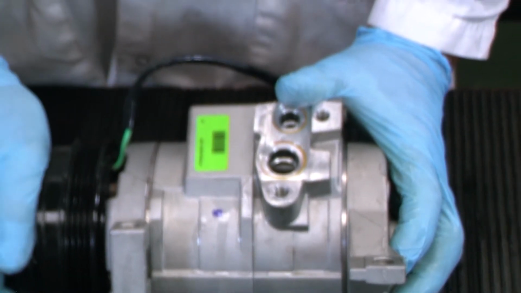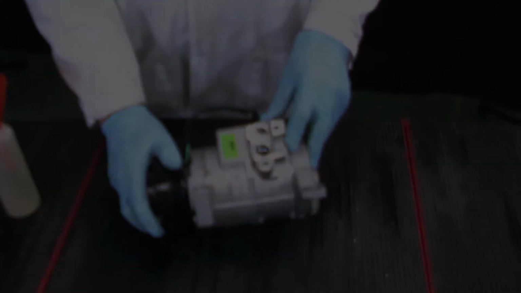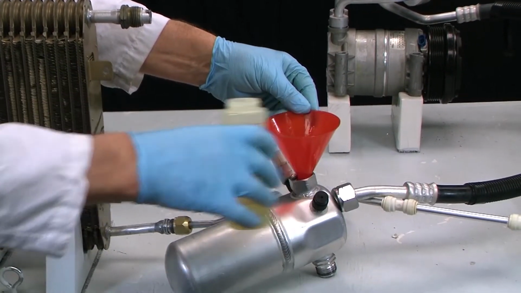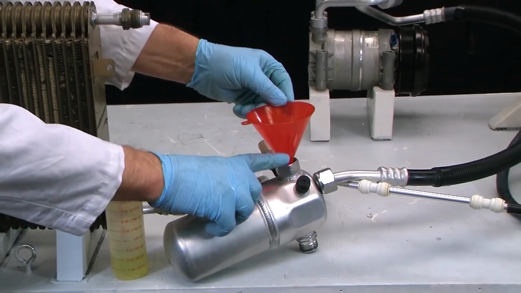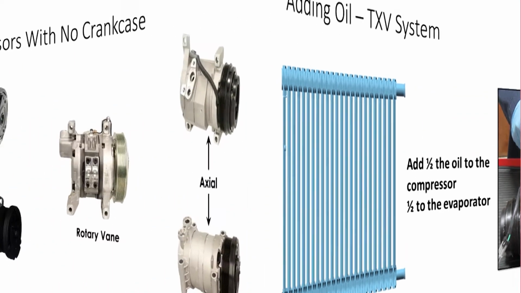Add the other half of the oil charge to the low side of the system. On orifice tube systems, add the other half of the oil charge to the accumulator through its inlet port. That's the one that connects to the evaporator. On TXV systems, add the other half of the oil charge to the evaporator. Do not add oil to the receiver dryer, as this can impede proper refrigerant flow on initial startup, as the slug of oil from the dryer works its way through the TXV.